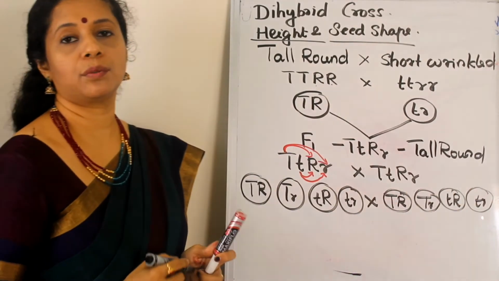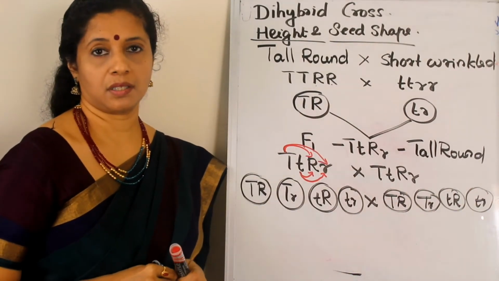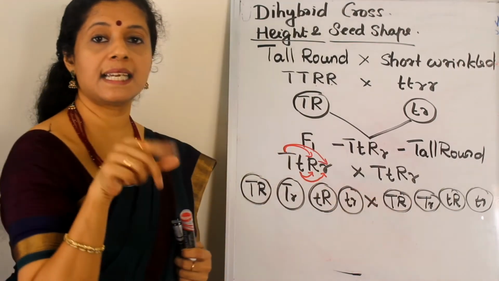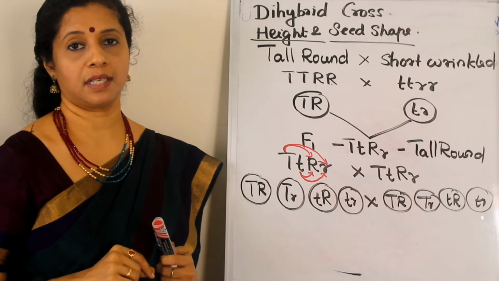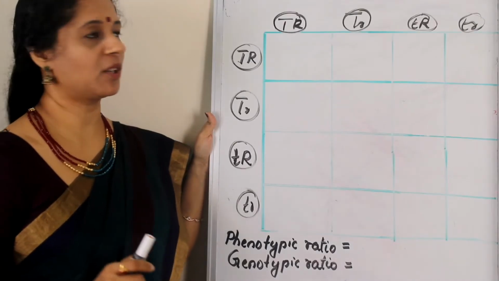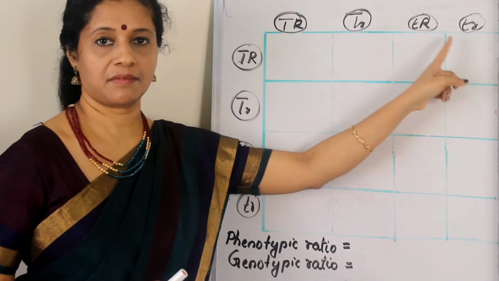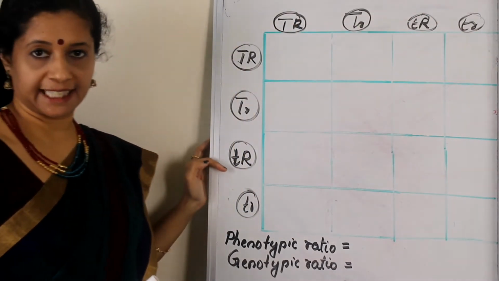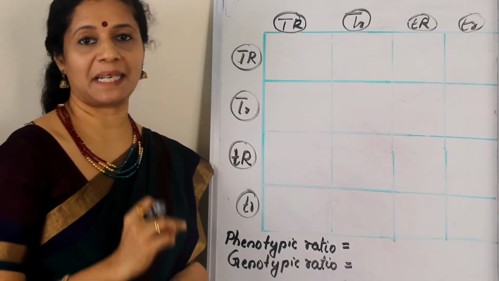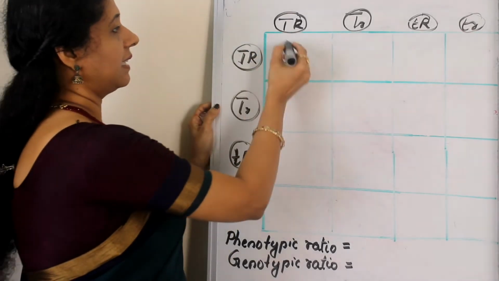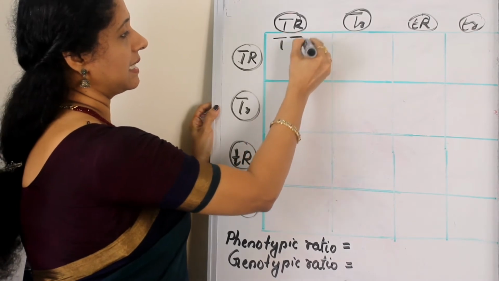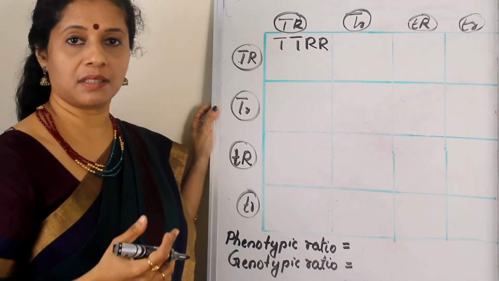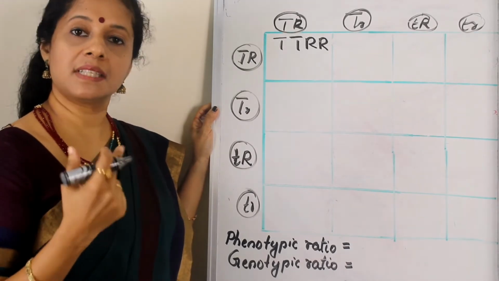Now to show the F2, we have to draw a checkerboard. How many columns should be there? 1, 2, 3, 4. 4 into 4, 16 boxes should be there in the checkerboard. Let us draw that. While writing a dihybrid cross, the first set of gametes from the parent, we have to write on top horizontally. The next set we will be writing vertically down. Now we have to do a cross multiplication. Always write T together, then R together. Among them, capital letter first, then small letter.